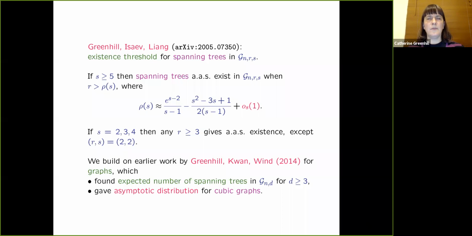We found in particular the expected number of spanning trees in G(n,d) for any d. And Brendan had done some really old work, Brendan McKay, on this. And this was known up to some unknown constant. And so we basically evaluated the constant in that expected value. And so what we've done in this new work is fill out the graph result for all degrees and also extend to hypergraphs, regular uniform hypergraphs.